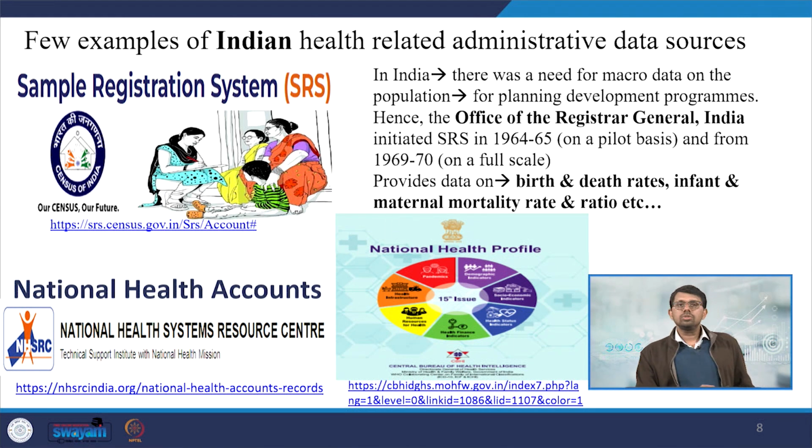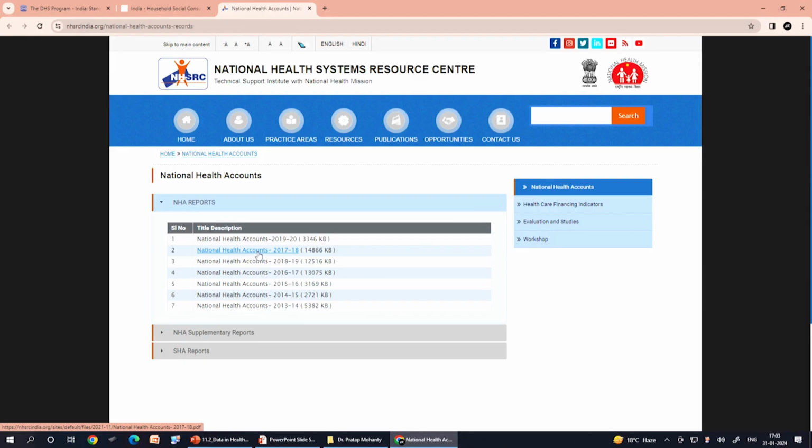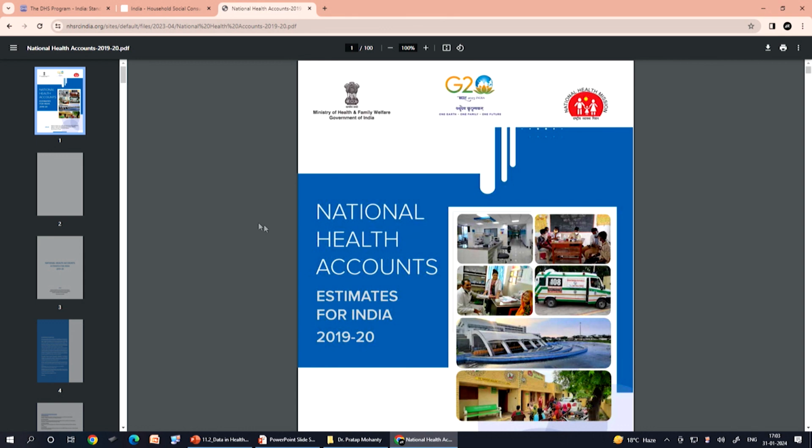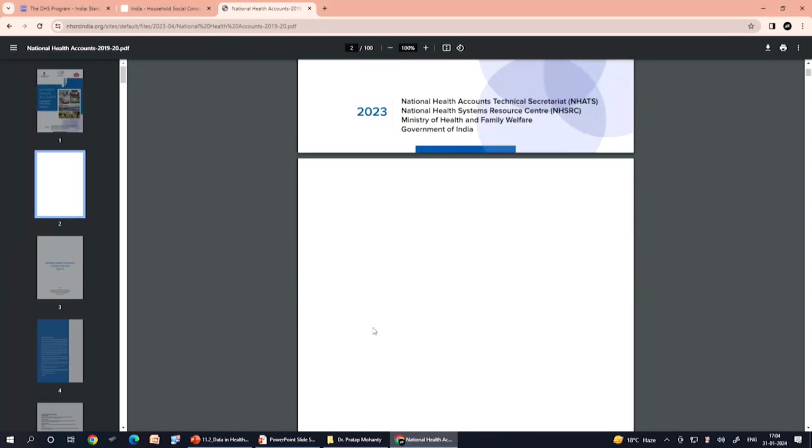National Health Accounts, another administrative data source, is highly referred to for international comparison purposes as well. Its link is given here. You can download the complete report. Let me also open it at this moment, then I will guide you. So, here it is. For different years, we are just opening the latest available one in front of you. It is considered to be a standard document to start with for research.